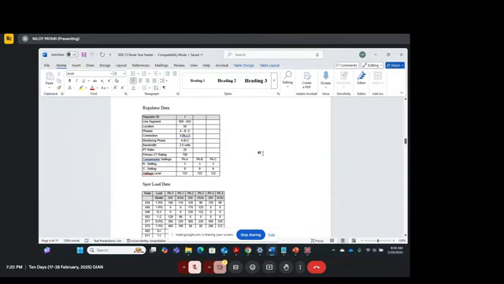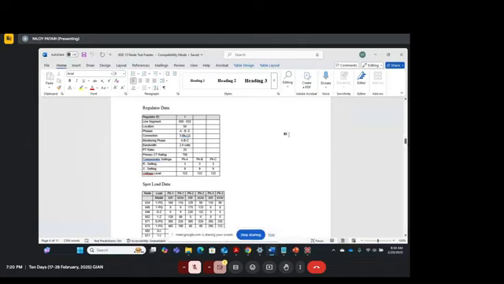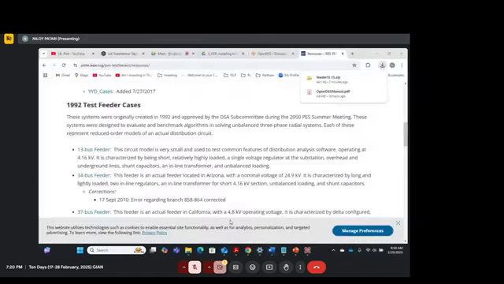Now, for distribution systems, I would like to recommend this book by Kersting, which is on distribution system modeling and analysis. If you follow that book, you'll probably understand distribution systems pretty well, and it's a very well written book. Let me find that.